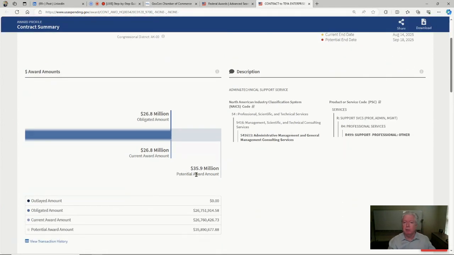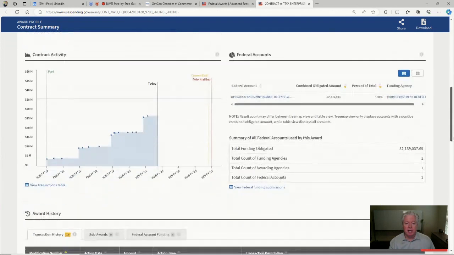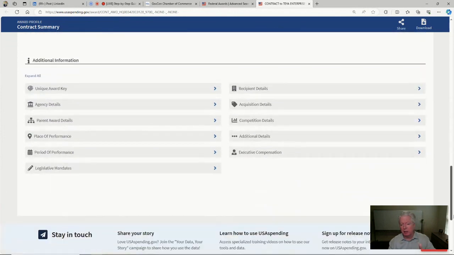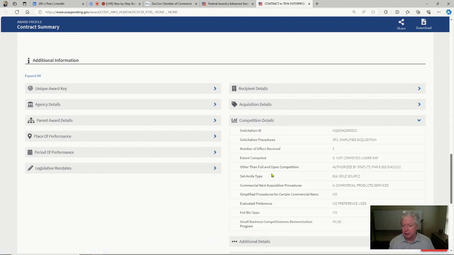Remember, I'm chasing the money. I'm trying to figure out where I can find admin support type contracts that I might be interested in going after. So here I'm looking at this contract. The overall contract's $36 million and it's spread out over multiple years. This is good stuff for me. Here's just the spending. What I'm really looking for is I want to come down and see how it was competed. That's one of the things I want to look at: can I go after it?